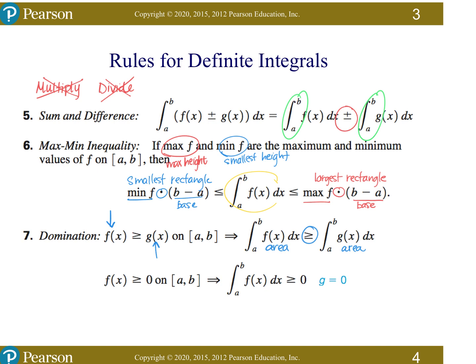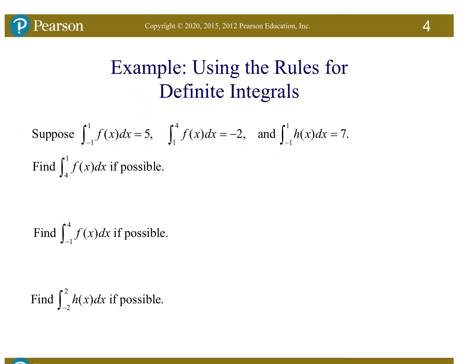Also, if f of x is always greater than 0, so in other words, it's always a positive height, then the area will always be a positive value as well. Okay, positive height makes positive area. The only other way you could get negative area with positive height is if you went backwards on your bounds. That would be one other way that you could get it. But assuming that you're going forwards from A to B, and assuming that the height is always positive, then the area will always be positive.